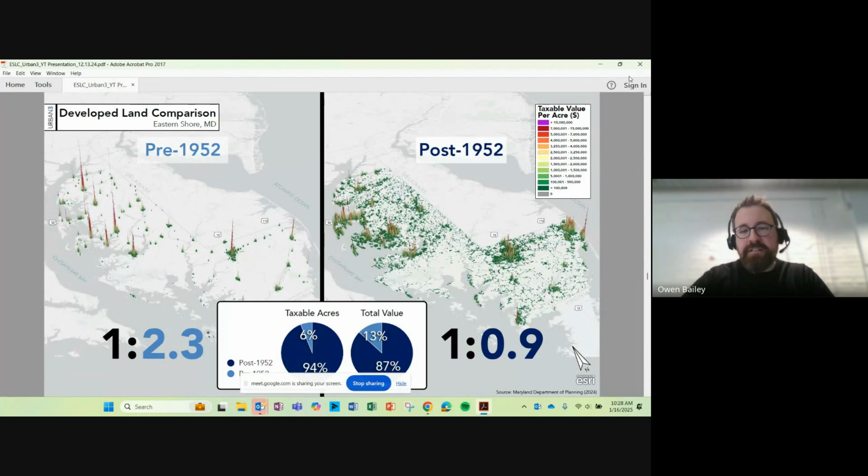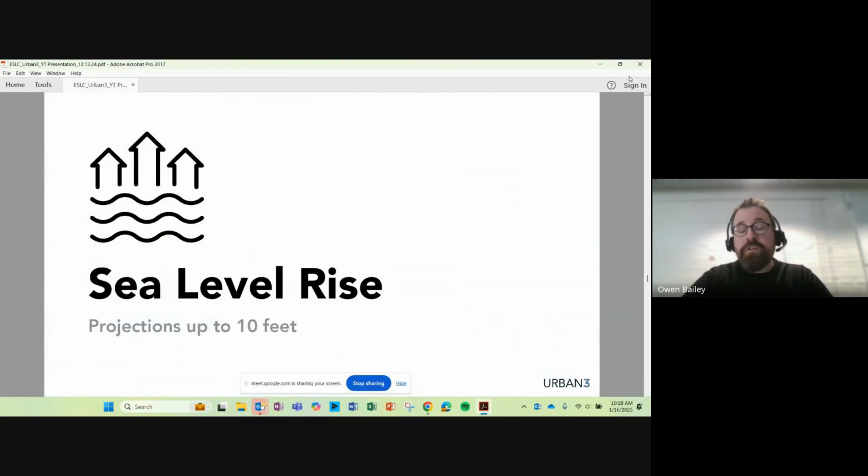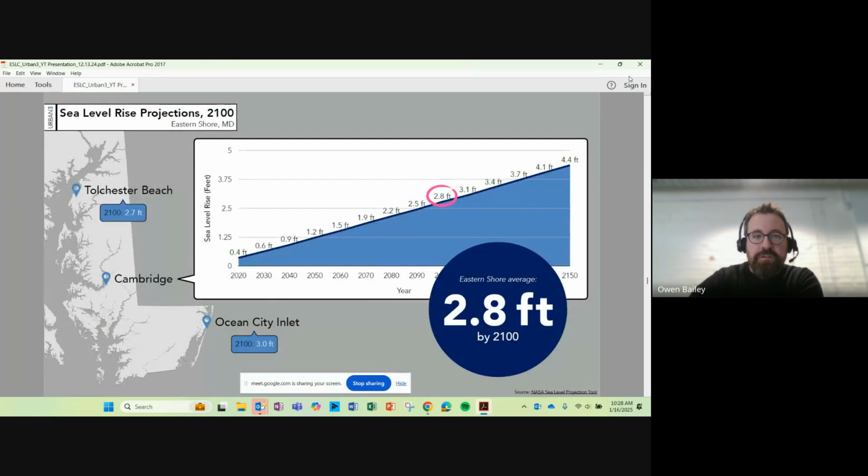It's, like I said, less than half the value of what it used to be, with so many more miles of infrastructure needed to be maintained. We also asked Urban3 to look at a sea level rise analysis, knowing that the Eastern Shore is, I think, the third most vulnerable region in the United States, behind New Orleans and South Florida. What is going to be the impact of sea level rise as these properties become inundated and their values are lost, and thus their property tax revenues are diminished?